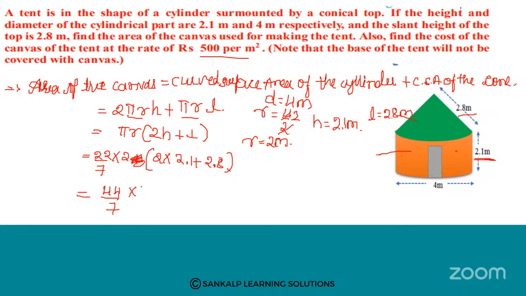2 into 2.1 is 4.2 plus 2.8, that is 7 you will get. So 44 divided by 7 into 7. So 4.2 plus 2.8, 8 plus 2, that is 10, 4 plus 2, 6 plus 1, that is 7. So 7 and 7 will get cancelled. You will get 44 meters square, right? So this is the area of the canvas.